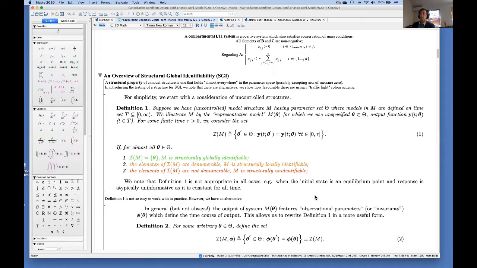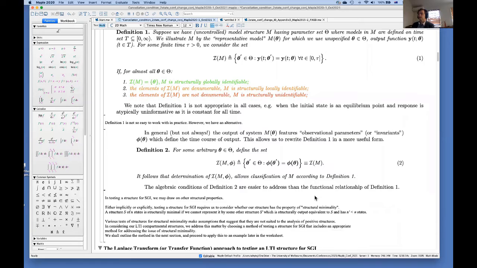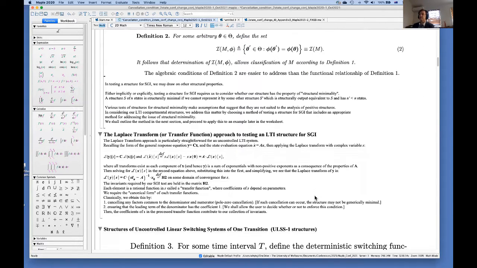So it really is an essential property to consider before going on and collecting data and trying to analyze it to estimate parameters. And there's different ways of going about the problem, which I won't go into here, but if you're interested, the background is there.